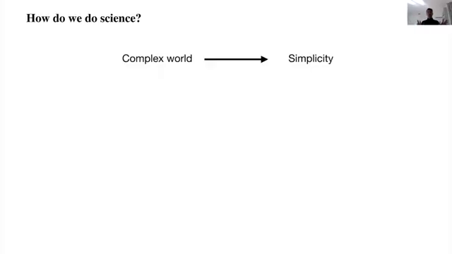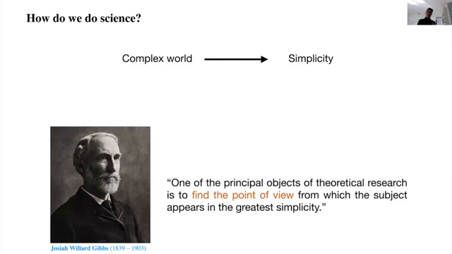So if we step back and look at the bigger picture in science and how we do science, in general, the key is to observe the world around us, which tends to be very complex. And we are going to collect data about the world. And we are going to look at this data to try to extract simplicity. Okay, so that's really the key process that we do as scientists. There's a beautiful quote by Gibbs, which summarizes this very well, and he's telling us that the principal object of research is to find the point of view from which the data appears with its greatest simplicity.